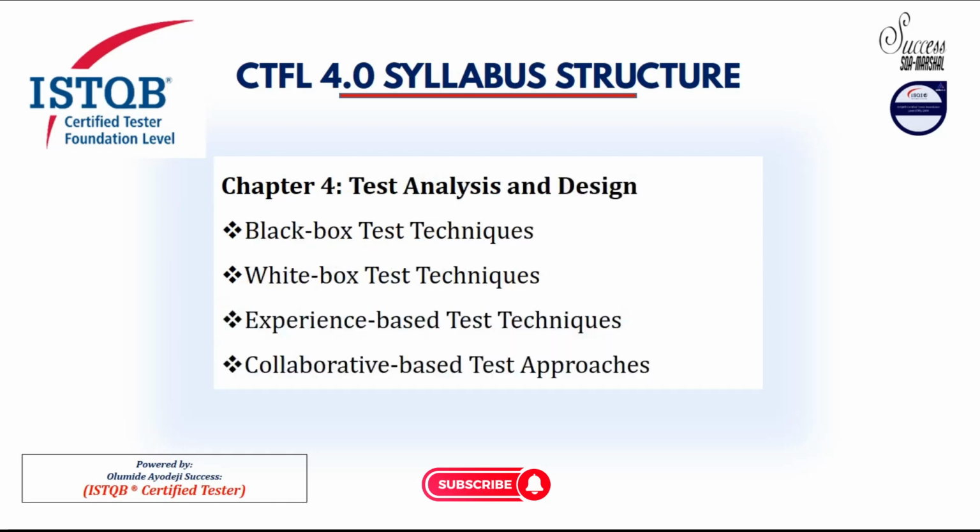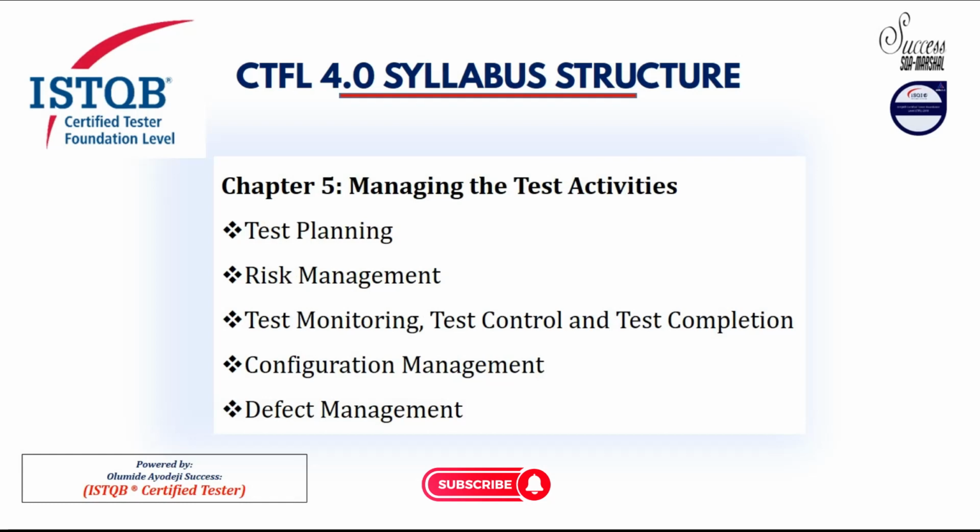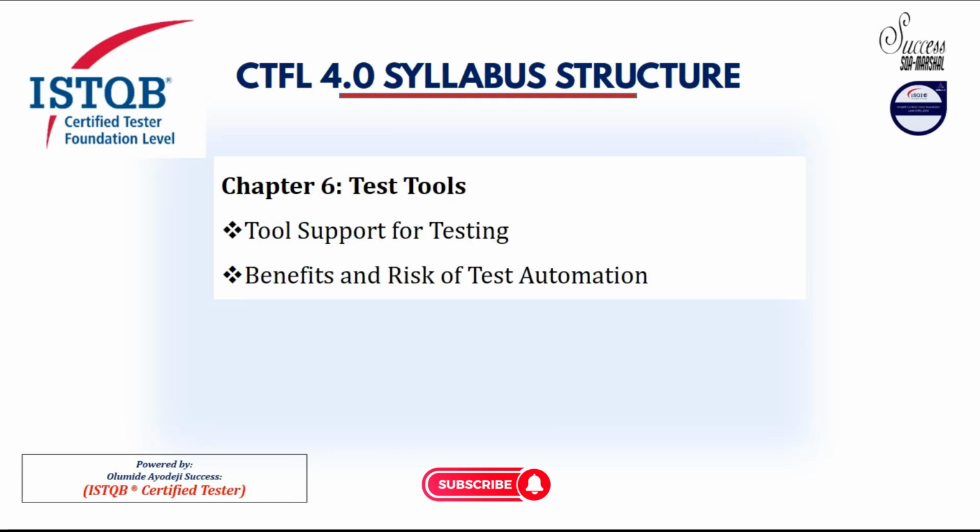Now, test analysis and design, that's chapter 4. Black-box test techniques, white-box test techniques, experience-based test techniques, and collaboration-based test approaches. Then the 5th chapter talks about managing the test activities. In there, we'll be looking at test planning, risk management, test monitoring, test control and test completion, configuration management, defect management, while in the 6th chapter, we are going to be looking at test tools: tool support for testing, benefits and risks of test automation.